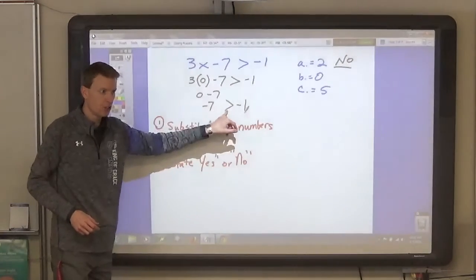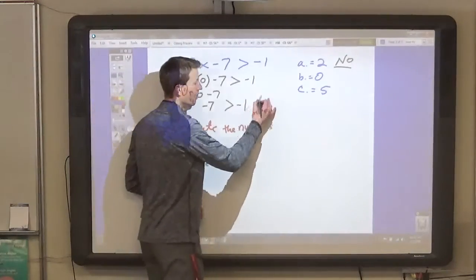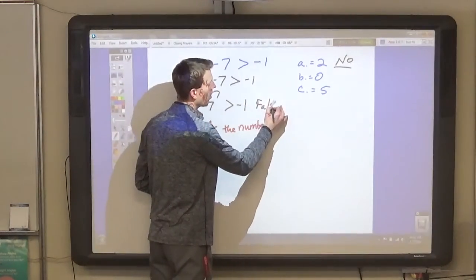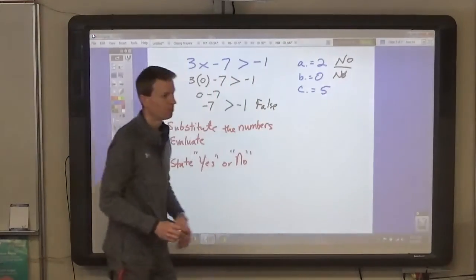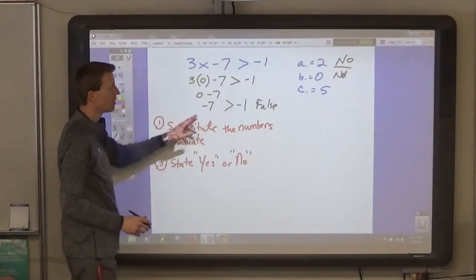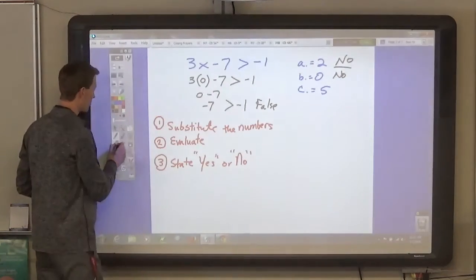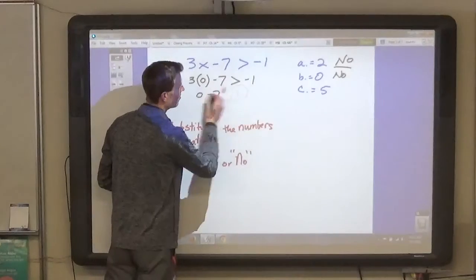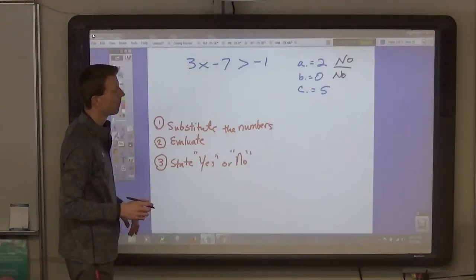So is this true? No, that's false. So does 0 work? No. Right? No, next to 0. I was right. So you said it could be possible. By the laws of math. No, not by the laws of math, by the laws of elimination. C has to be the answer.